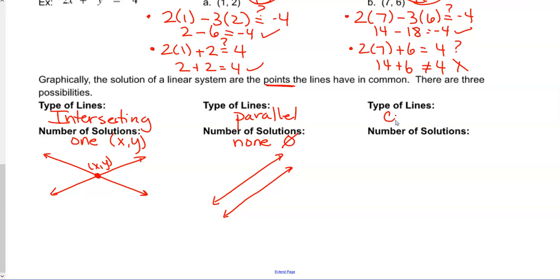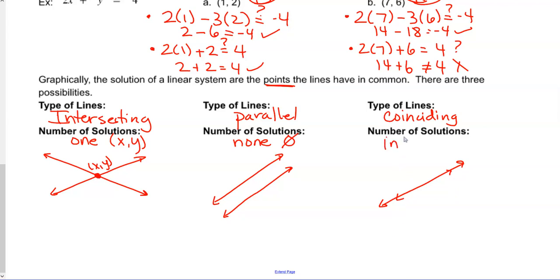And the third type is what we refer to as coinciding lines, or the exact line. I've heard it different ways. But if it is coinciding, that means it's the exact same line. They kind of represent it by 2 arrows on there like that.